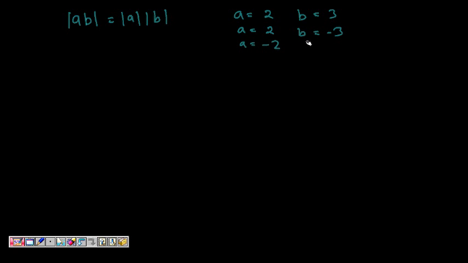Mod of a into b is equal to mod a into mod b. So this we can try out. We are multiplying two numbers inside mod, so this will be equal to applying the absolute value operator to both numbers separately. Let's say a is 2, b is 3, and we will take all the other possibilities: a is 2, b is minus 3; a is minus 2, b is 3; and a is minus 2, b is minus 4.